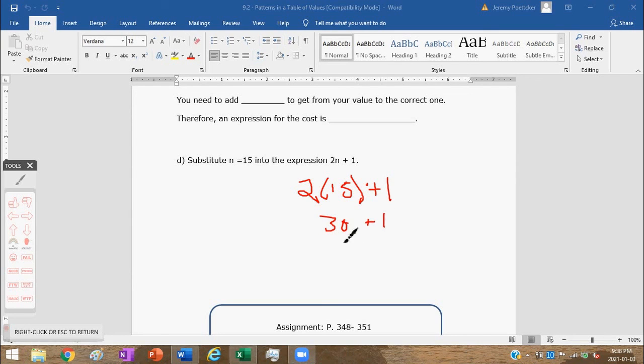All right? Then we can substitute n equals 15 for this expression. So 2 times 15, plus 1.